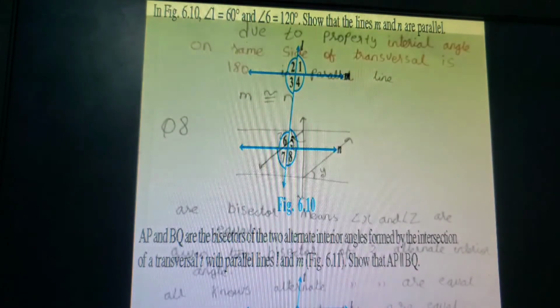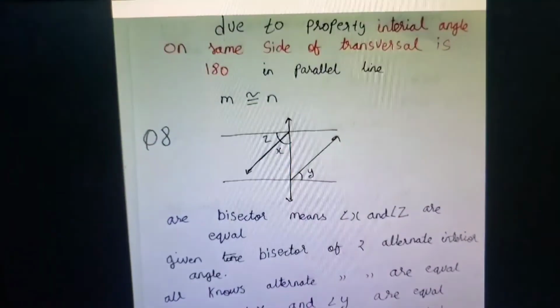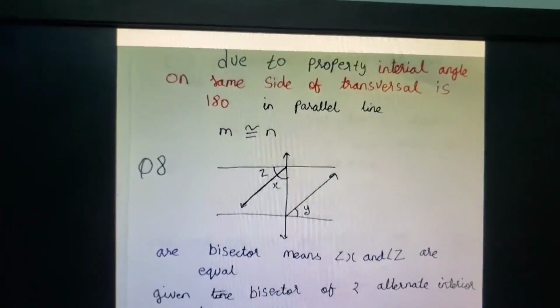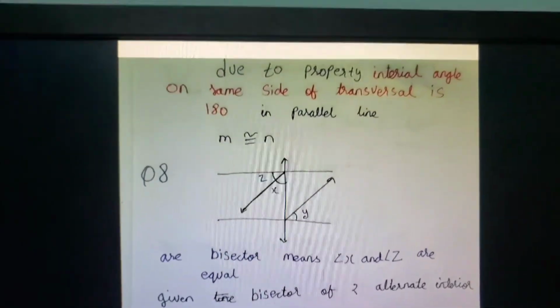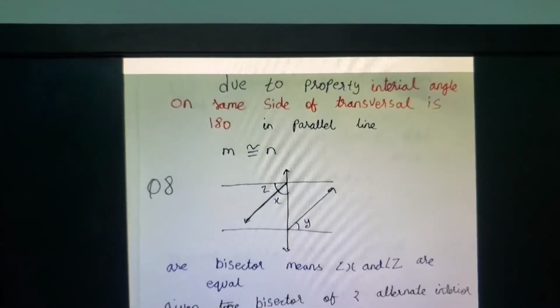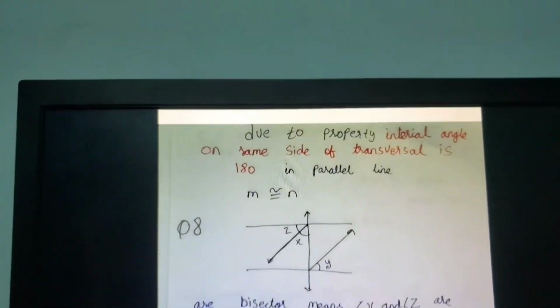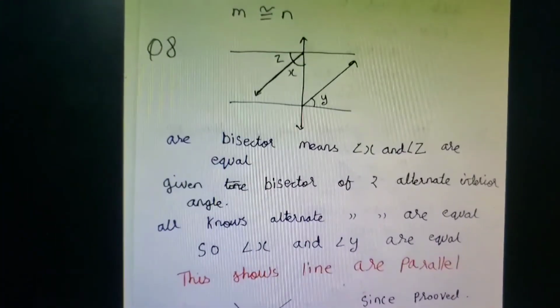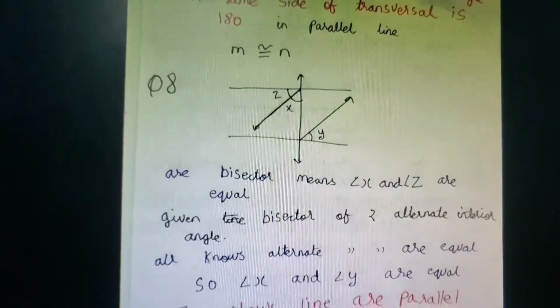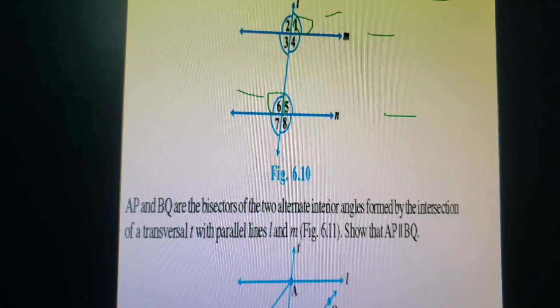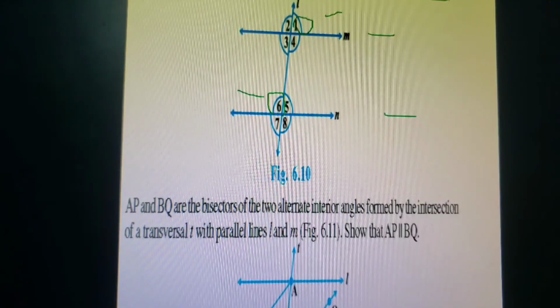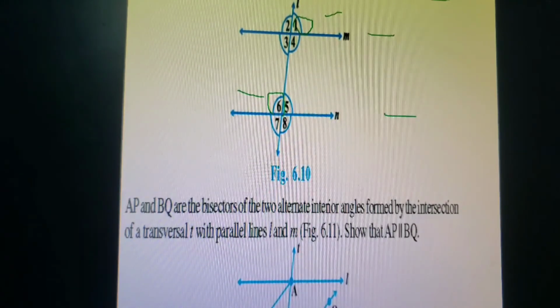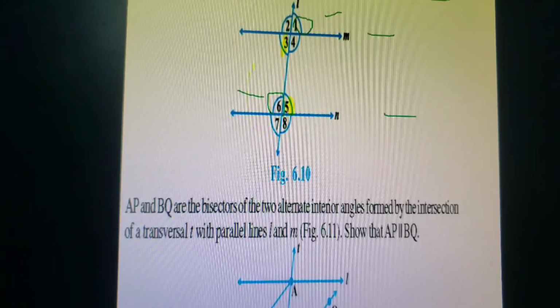We have discussed one, this is the first one: due to the property that interior angles on the same side of the transversal sum to 180 degrees. The other is that corresponding angles are equal. If that is proved, then we can prove that the lines are parallel. And the third one is alternate interior angles or alternate exterior angles equal. Alternate interior angles in this figure are 3 and 5. If that is also proved, then it is a parallel line. So I have proved it by the first one.